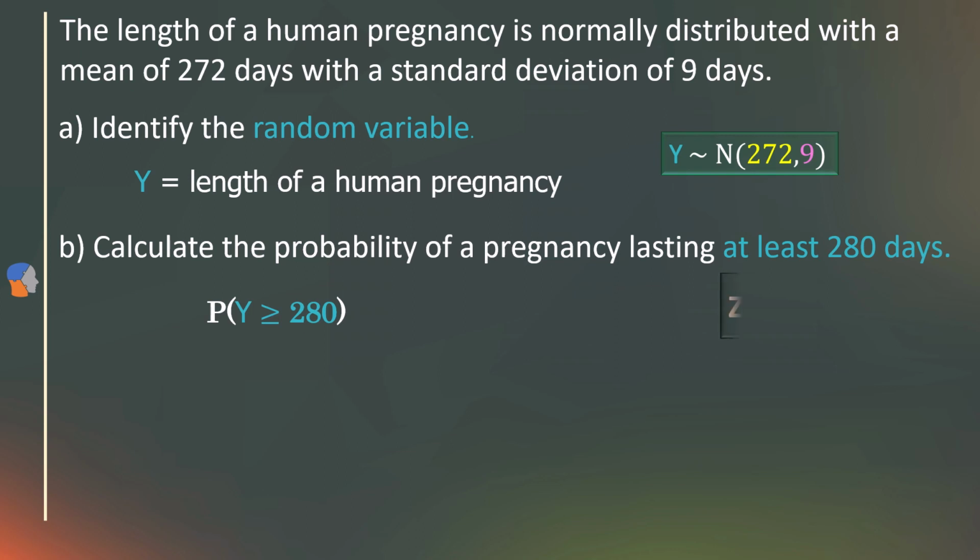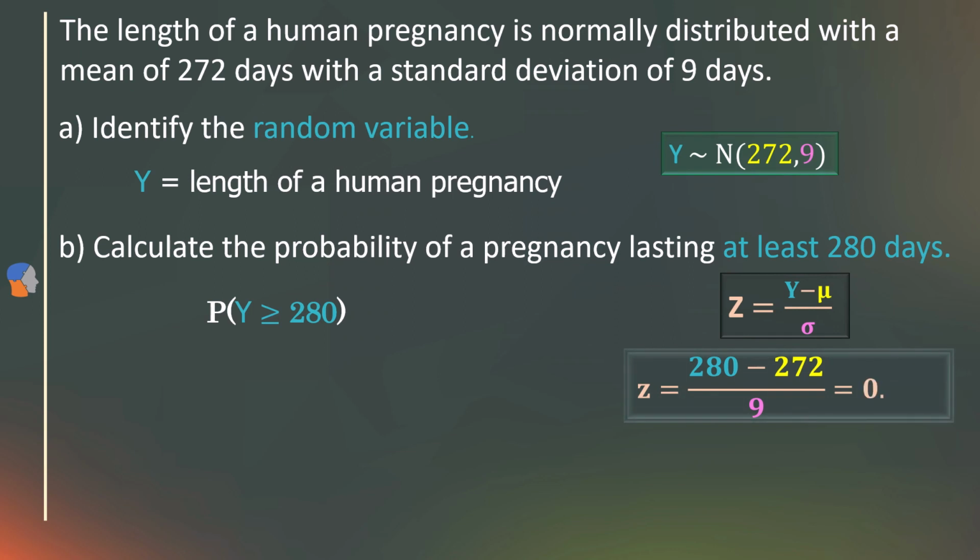How do we convert to the z? Using y minus mu over sigma. So we need to find the corresponding z value of 280. Therefore, y is 280, mu is 272, sigma is 9. So corresponding z value is 0.889. Here I calculate a z value for the 3 decimal places. Then I round to the 2 decimal places. Then I continue with the 2 decimal places.